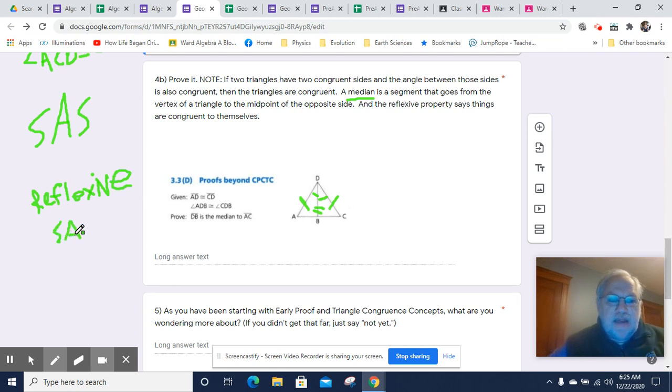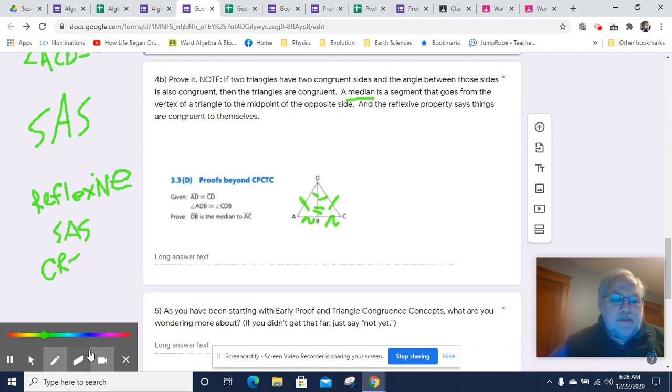Side, angle, side comes in now that we've proven that DB is congruent to itself. At that point, we can go on to prove that AB is congruent to CB. I'll make a little squiggle there and a little squiggle there to indicate that those are congruent. That's by CPCTC, corresponding parts.